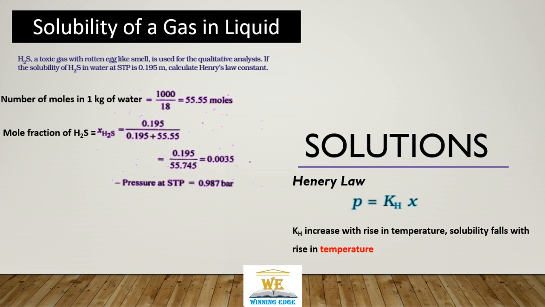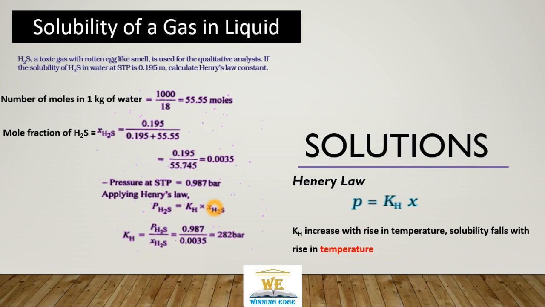Under STP conditions, which is at 1 atmospheric pressure, 0.987 bar. We convert atmosphere into bar. Now, this is the partial pressure of H2S above that solution surface. We apply Henry's law. H2S pressure is 0.987, KH we want to find out, mole fraction we have. So we get the value of KH as 282 bar. That's Henry's constant. And the unit of KH, Henry's constant, is pressure.